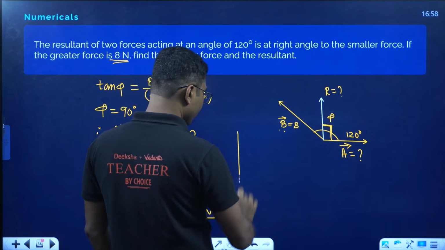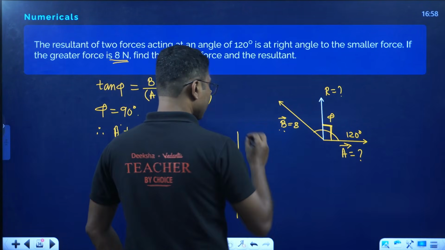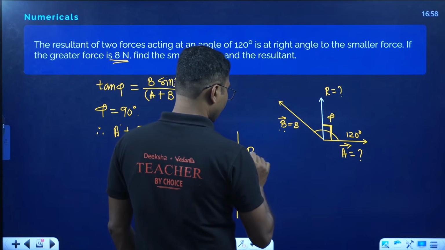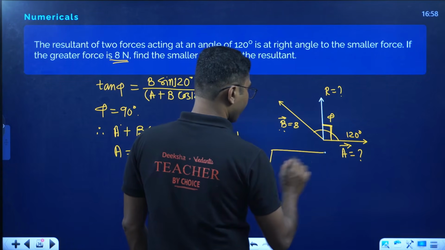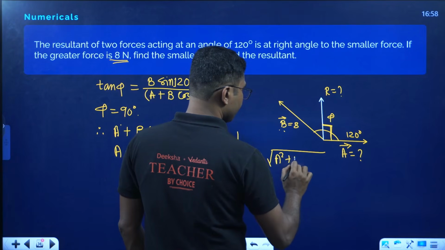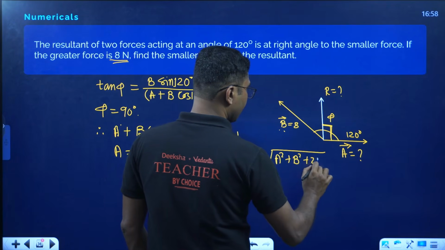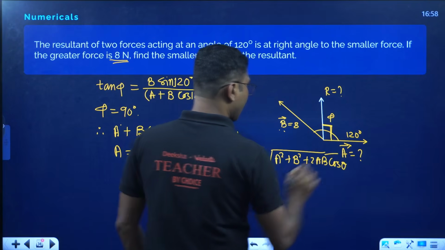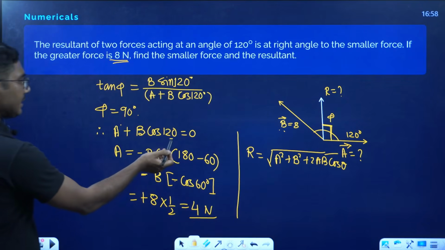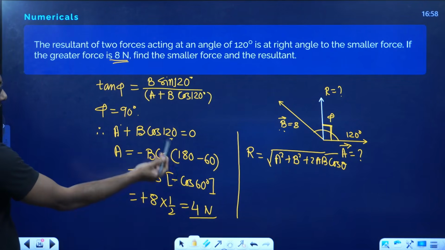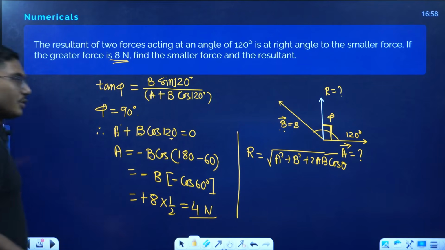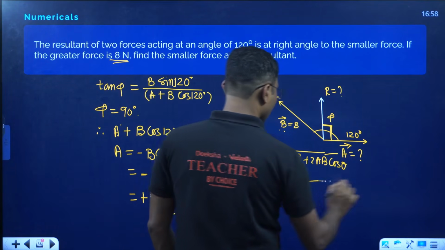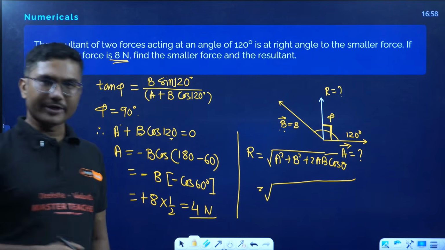You can use one of the very simple formulas, which is R equals square root of A square plus B square plus 2AB cos theta. Now if you see here, cos theta comes out to be minus half. So we will use that knowledge. That will save us some time. You don't need to write cos 120 and then again convert it into minus cos 60.